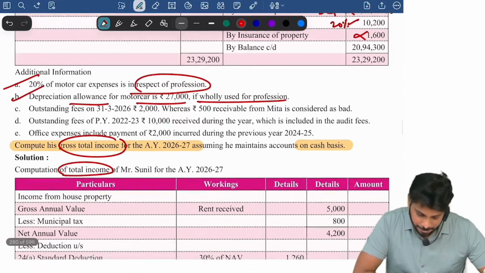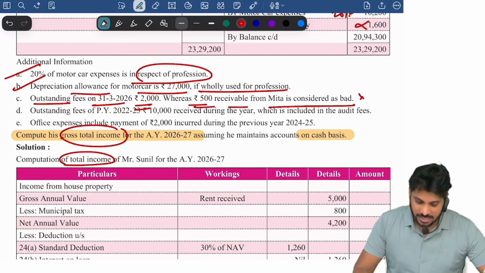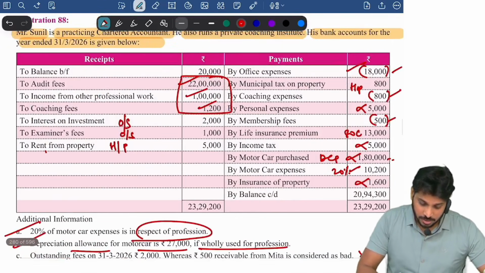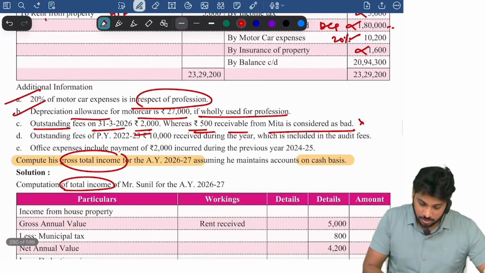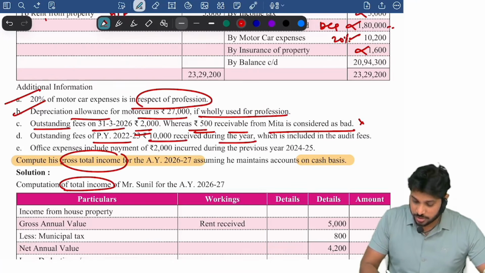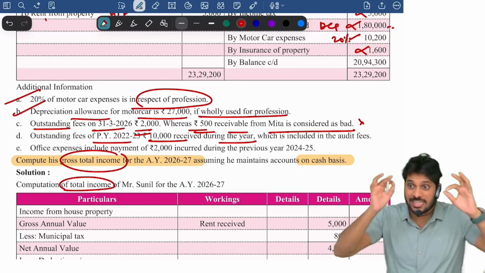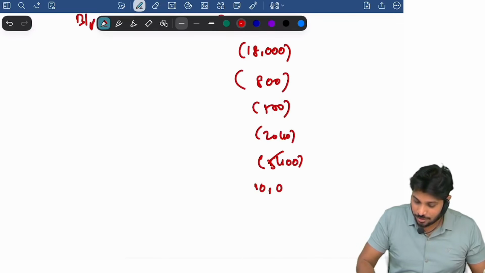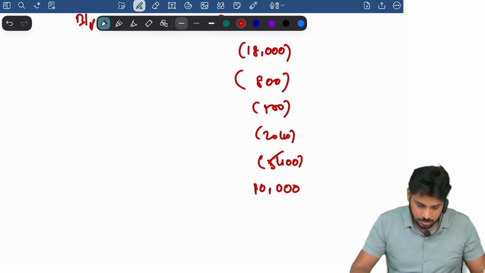Next. Outstanding fees as on 31st March is 2,000, whereas 500 receivable from Mita is considered as bad. It doesn't matter. Bad debts doesn't matter because here we only consider receipts. So this is accrual information, doesn't matter. Outstanding fees of 2023, 10,000 received during the year. This is that year's fee received now, but it is cash basis. Cash basis means only receipt date matters. Therefore this 10,000 I will add. I will treat as current year income. Am I right or not? Just a minute.